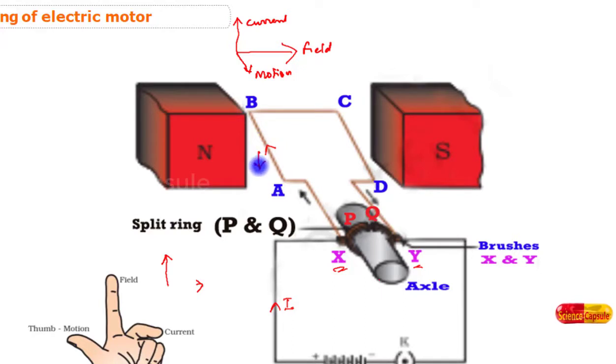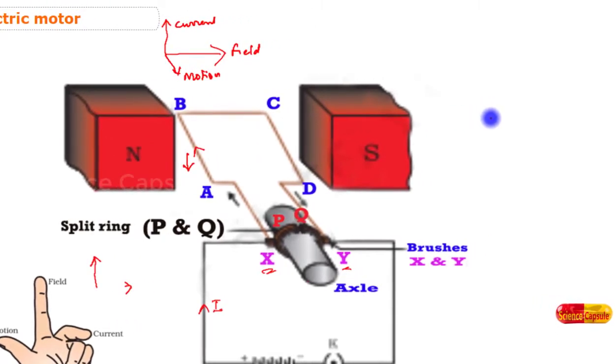So at this point, the coil will be pushed in the downward direction. When the current reaches the arm CD, let us see what happens. Here also we will apply Fleming's left hand rule once again. Here the direction of the magnetic field is the same, but the direction of electric current is opposite to the direction of the electric current which flowed through the arm AB.